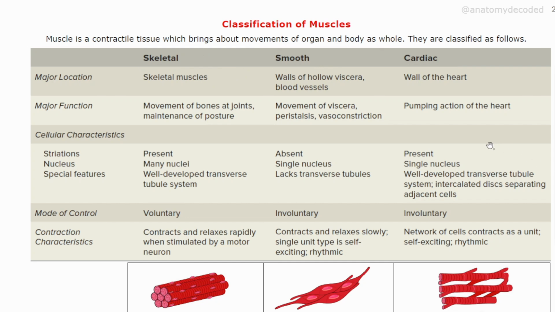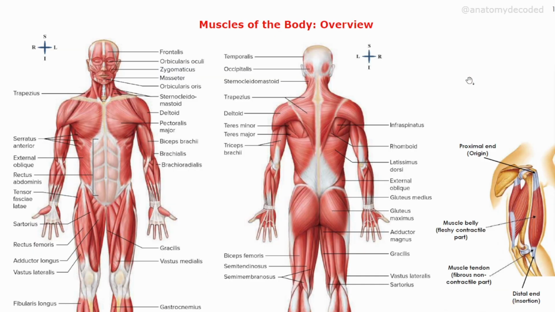So just to get a brief overview of how the skeletal muscles look like, just look at this image. So here we can see the skeletal muscles in an anterior view and skeletal muscles seen in a posterior view. Almost all the bones are covered by muscles. When we reflect the skin, superficial fascia, deep fascia, then the structure which is seen is the muscles.